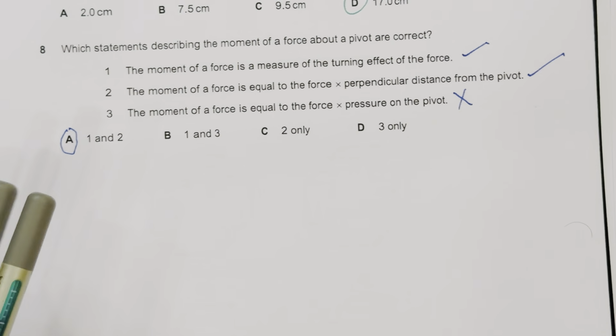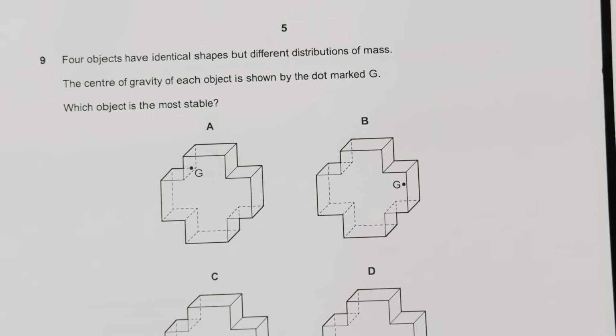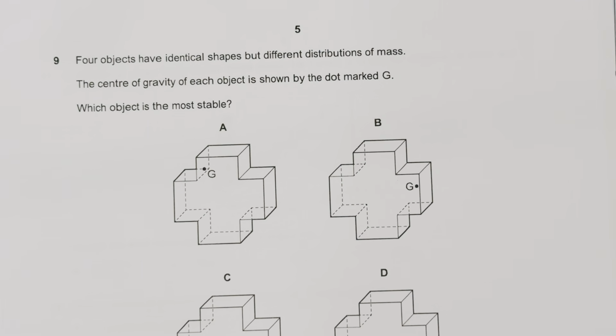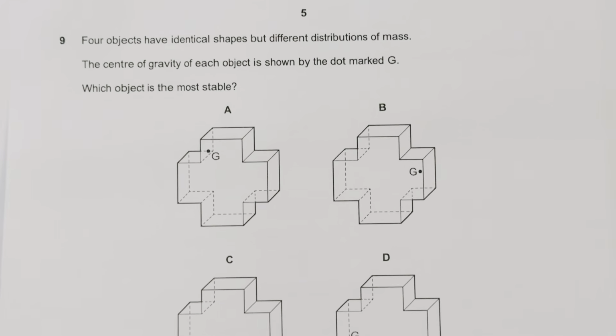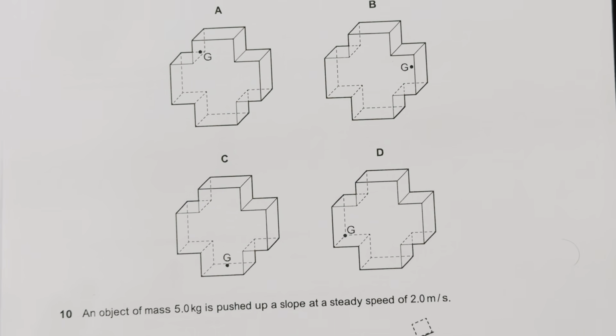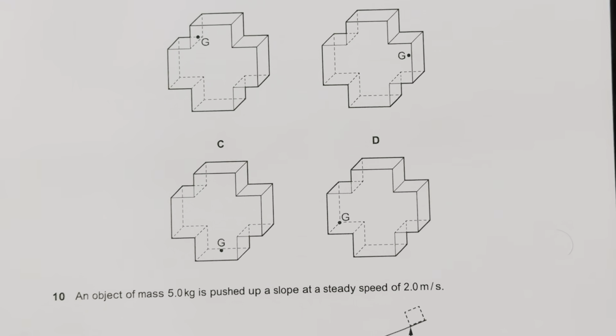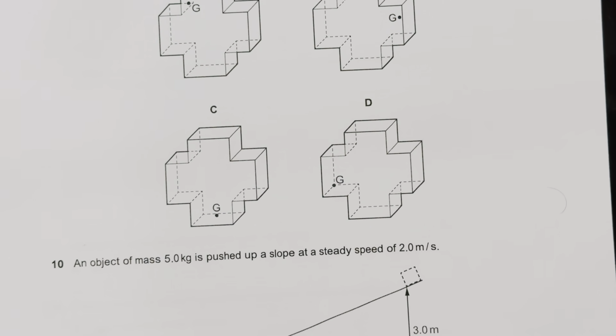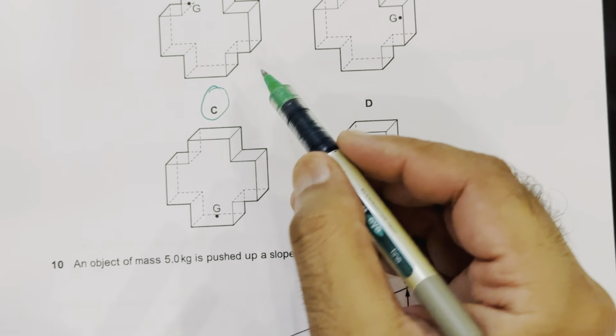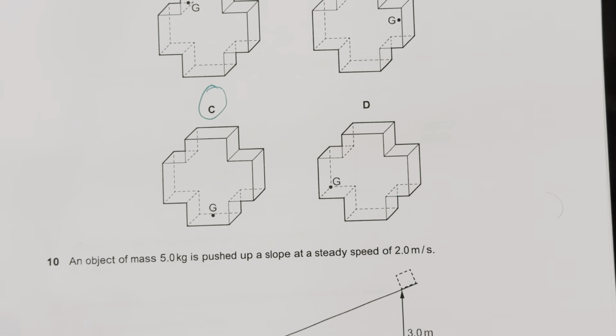Moving to question number 9. Four objects have identical shape but different distribution of mass. The center of gravity of each object is shown by the dot marked G. Which object is most stable? Okay, when the center of gravity is near the baseline, the object would be most stable, and at position C we can see that it is near to the ground, near to the base. So option number C is the right choice for this. Moving to question number 10.